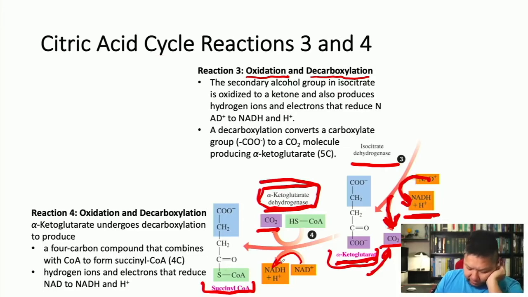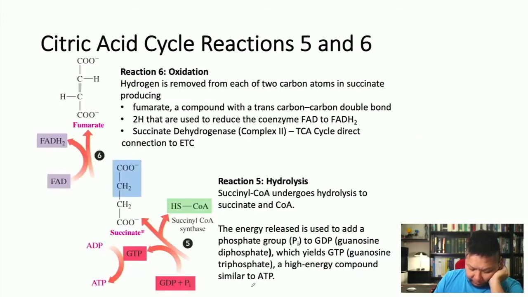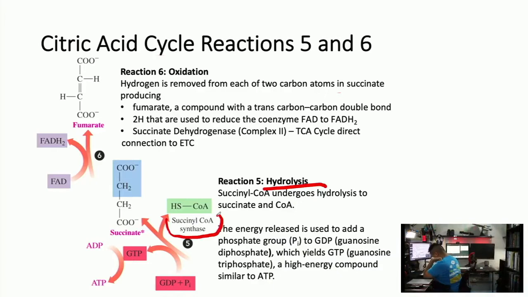So from succinyl-CoA, we go into the 5th reaction. In this 5th reaction, we get hydrolysis, and this reaction is performed by the enzyme succinyl-CoA synthetase. Succinyl-CoA synthetase turns succinyl-CoA into succinate.